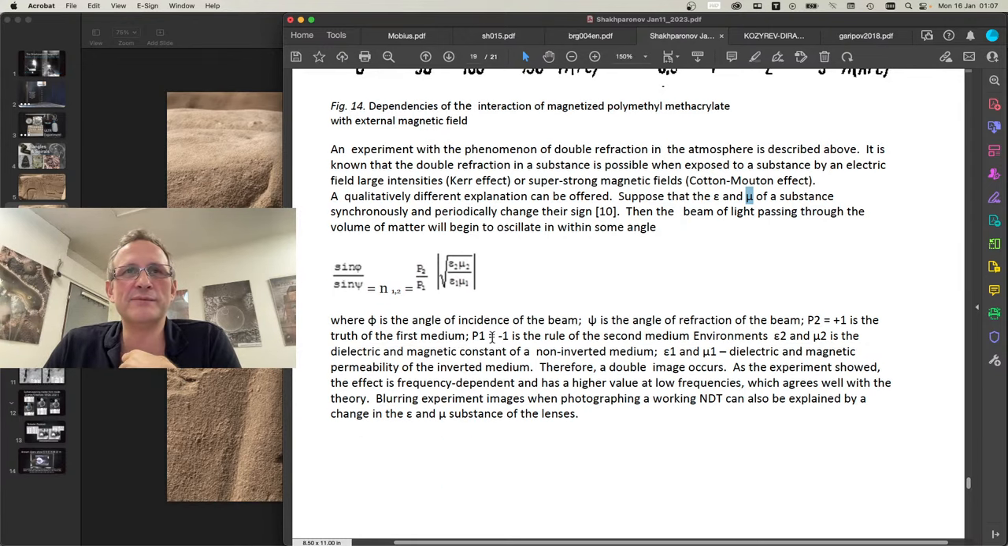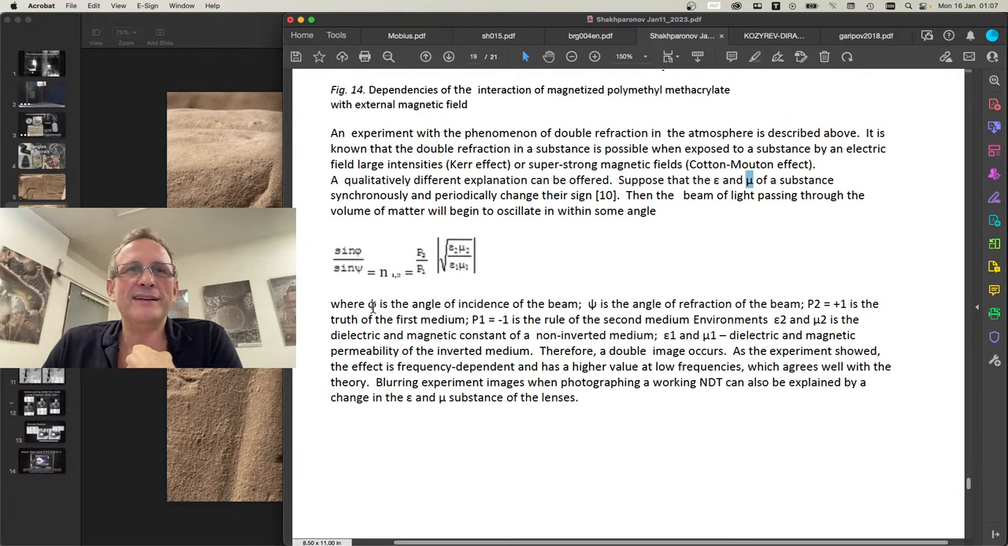And so they got an equation there, which probably didn't transfer well, where theta, phi or whatever it is, is the angle of incidence. Where this symbol, I'm getting too tired now, is the angle of incidence of the beam, and this symbol is the angle of refraction of the beam, and so on. Environments with different vacuum permeability and different magnetic constant: epsilon 1 and mu 1 is the dielectric and magnetic permeability of the non-inverted medium. Epsilon 2 and mu 2 is the dielectric and magnetic permeability of the inverted medium. Therefore, a double image occurs.